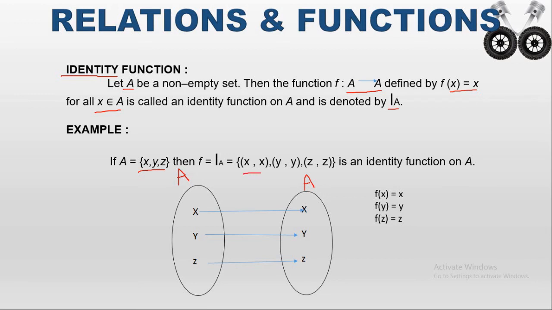How can you write the function as ordered pairs? f equals (x, f of x), that is, if x, then the f of x value is also x; if y, then the value is also y; if z, then the value is also z. So the function can be written as (x, x), (y, y), and (z, z). Then it is called an identity function on the set A.